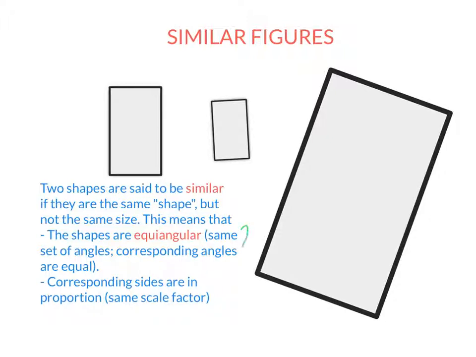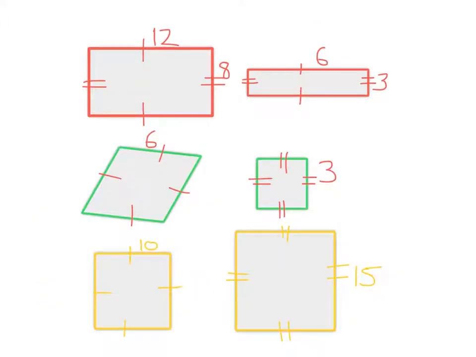Note, for two shapes to be similar, they have to satisfy both of these two conditions. It's very important you understand that, because it's possible that two shapes will satisfy one but not the other of those conditions. We're about to look at examples of these, so please pause and copy down this definition if you need. So let's go through each of these pairs of shapes and determine whether or not they are similar. We'll start up here with the red shapes.